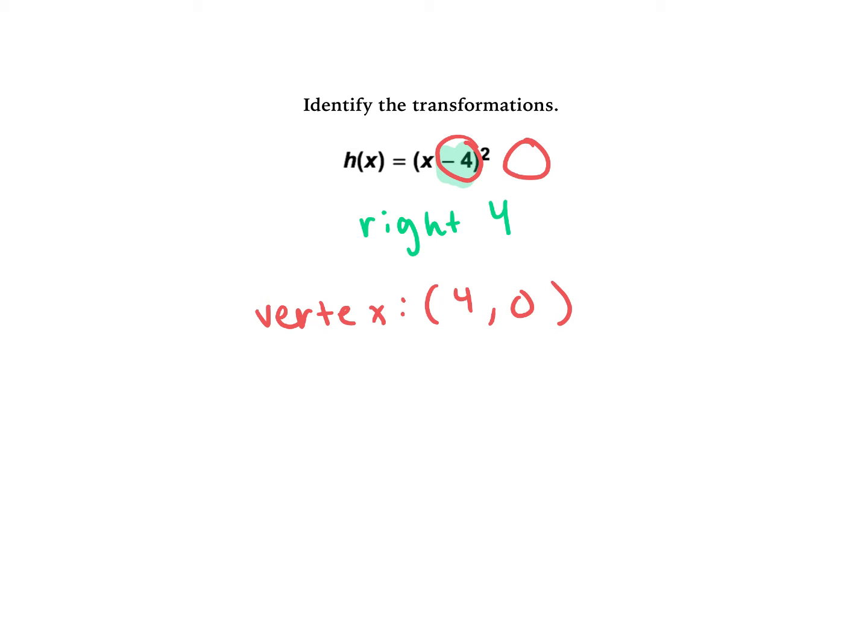All right, here we have to identify our transformations. So what does this -4 on the inside do? Right 4. Do I have any other transformations? Nope, that's it. Let's identify our vertex. Remember, vertex is H, K. So what we're adding inside and what we're adding outside. So what would my vertex be? 4, 0. Awesome. And then what's my axis of symmetry? X equals 4. Don't forget that x equals. And it always repeats whatever your x is here.